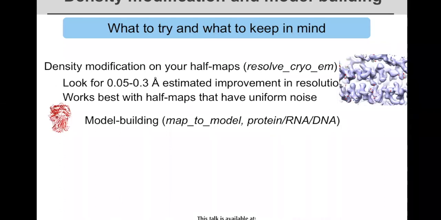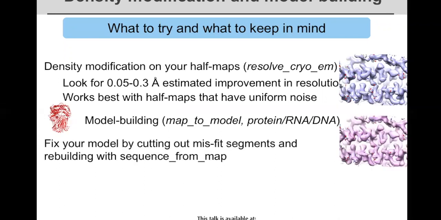Mapbox can also just take grid coordinates and you can tell it what to box out. So you can have a lot of control about that. But my point is, make little pieces of your map, build into those, and then you can put them all together later. And fixing your model by cutting out misfit segments and rebuilding with sequence from map using that sequence and fit loops tool keyword is very, very helpful.